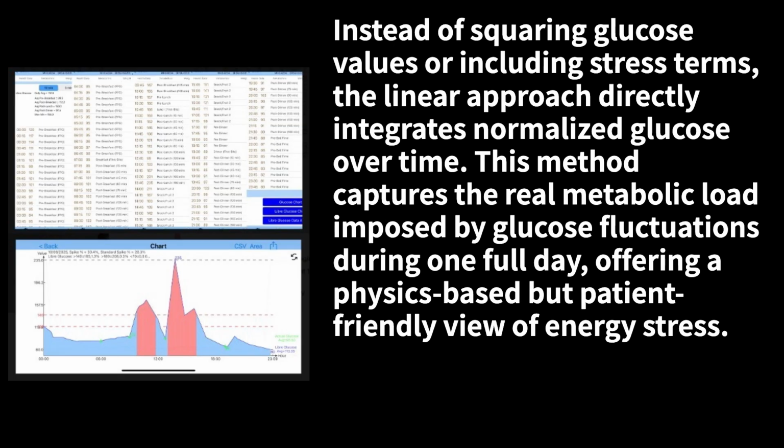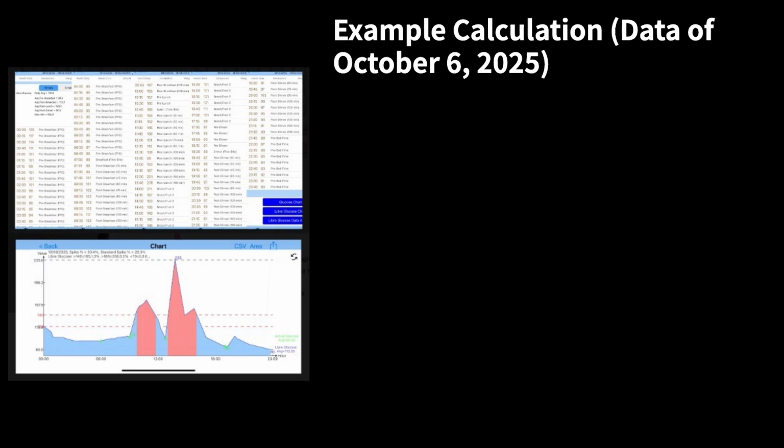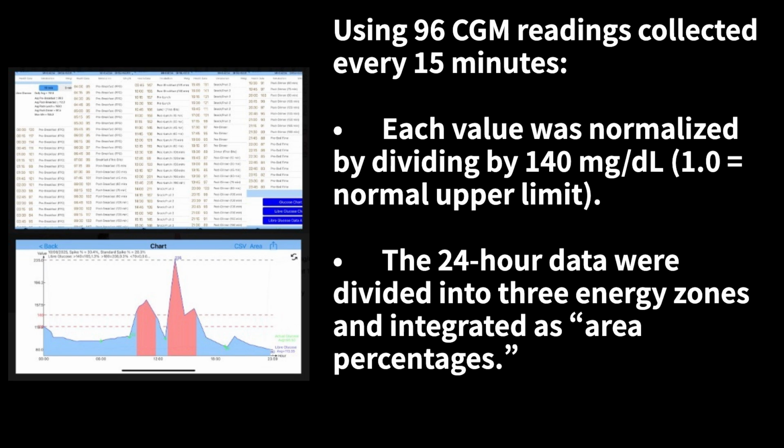Instead of squaring glucose values or including stress terms, the linear approach directly integrates normalized glucose over time. This method captures the real metabolic load imposed by glucose fluctuations during one full day, offering a physics-based but patient-friendly view of energy stress. Example calculation, data of October 6, 2025, using 96 CGM readings collected every 15 minutes.